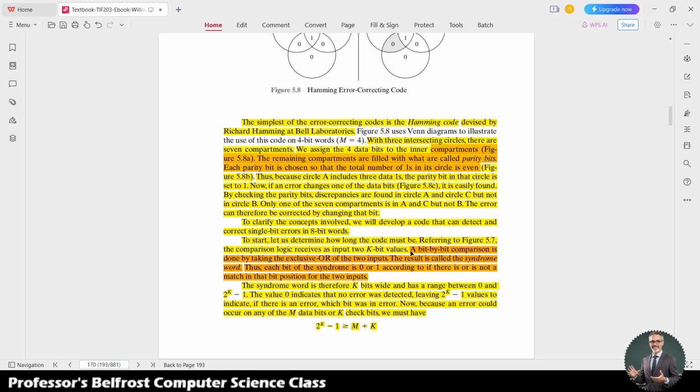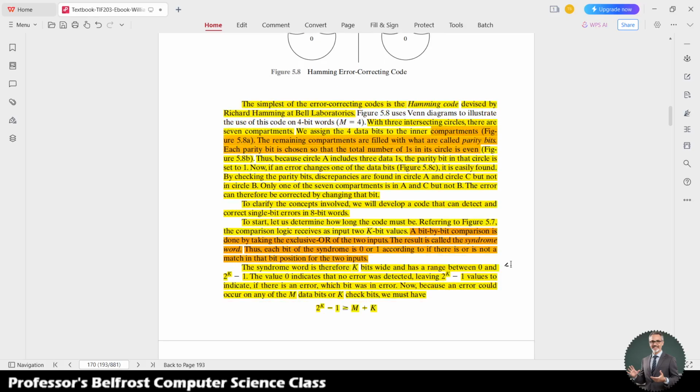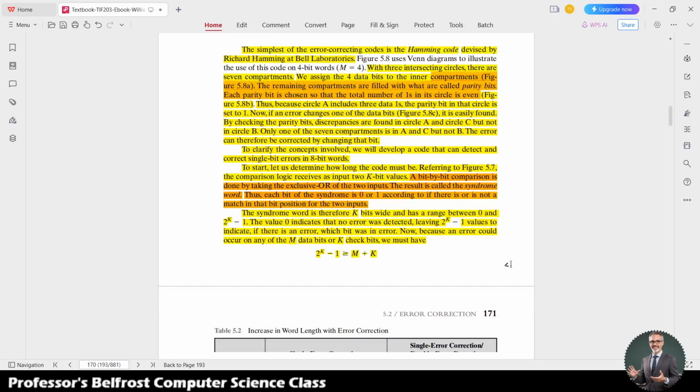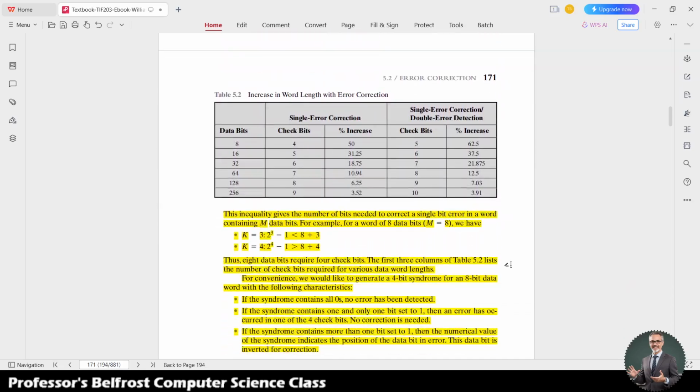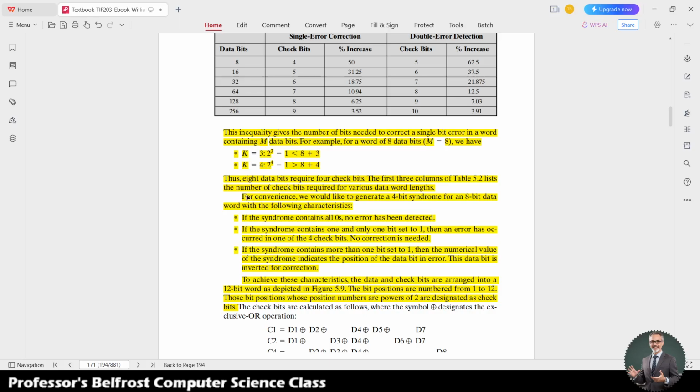Okay, so a bit by bit comparison is done by taking the exclusive OR of the two inputs, and the result is called the syndrome word. Thus each bit of the syndrome is 0 or 1 according to whether there is or is not a match in that bit position for the two inputs. For convenience, we would like to generate a 4-bit syndrome for 8-bit data with the following characteristics. This is an example for only an 8-bit data word.